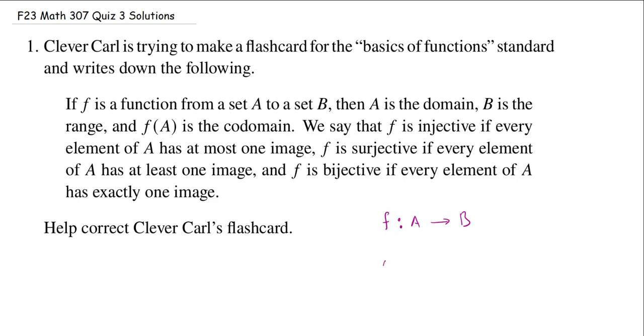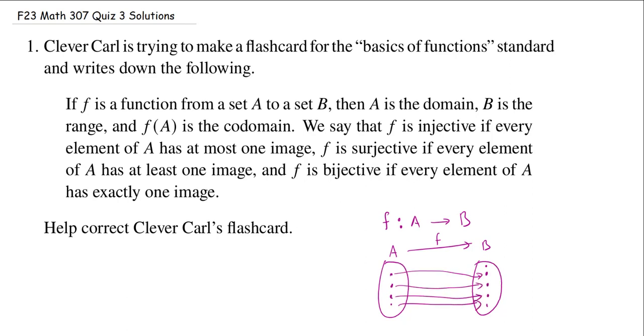If we were drawing a picture, we might draw A being over here, B being over there, and f goes there. Maybe we have some dots in A representing elements, and some other dots in B. They don't have to be the same number, and dots go to dots. Or maybe we even have some repetitions. One thing we don't have, because this is a function, is two arrows coming out of the same dot. That's never allowed.